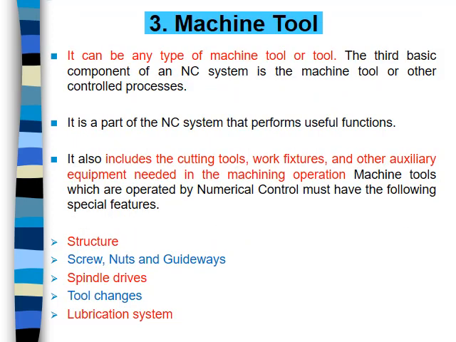So the third one is the machine tools. It can be any type of machine tool or tool. The third basic component of an NC system is the machine tool or other controlled process. It is the part of the NC system that performs useful instructions. The basic components of the machine tools are structure, screw nuts and guideways, spindle drives, tool changers, and lubrication systems.